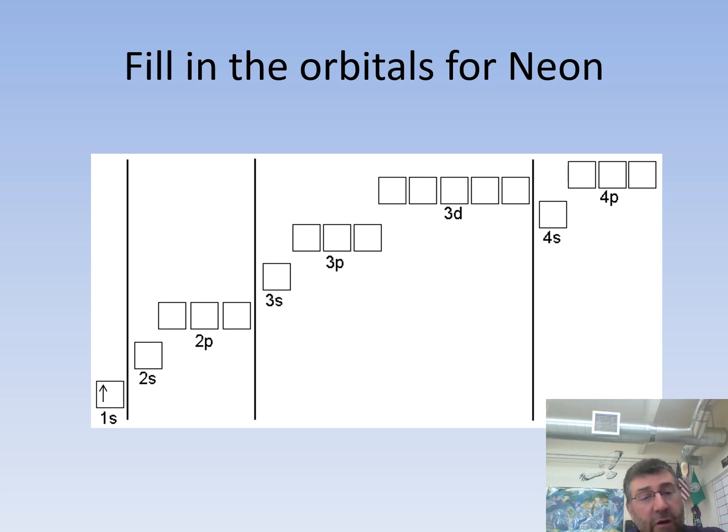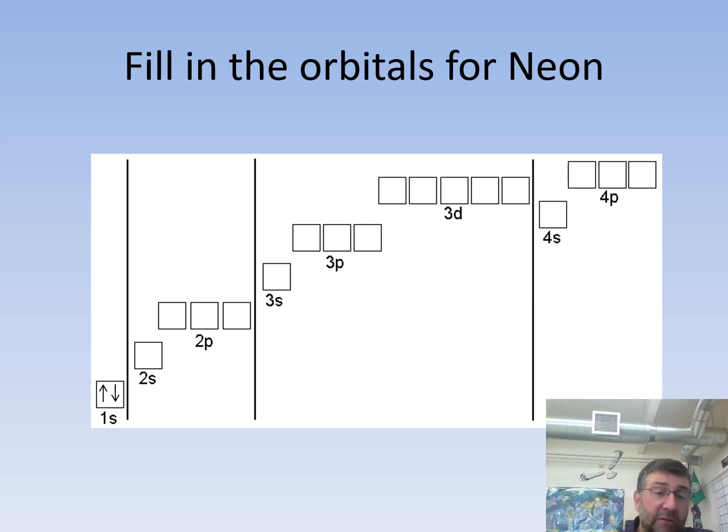So here's our first arrow. And because of the Aufbau principle, we can't jump up, so we're going to have to pair up the 1s. The Pauli exclusion principle says if they've got to go in the same orbital, they have to have opposite spins. So one arrow up, one arrow down.